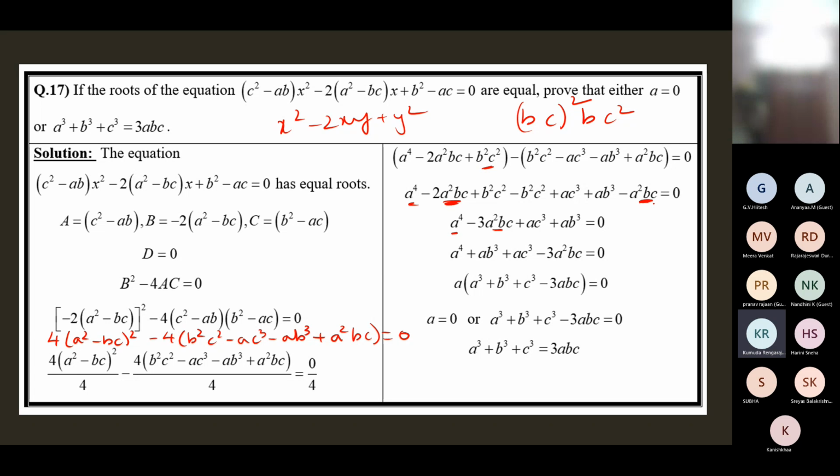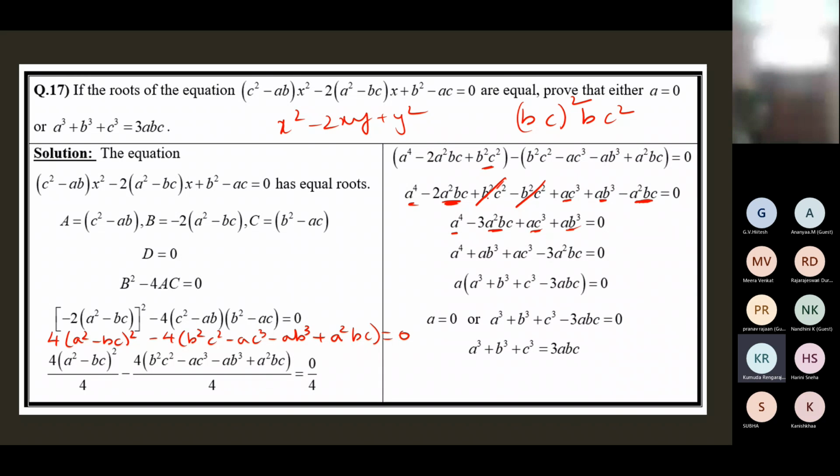Minus 2 a square bc, minus a square bc, minus 3 a square bc, plus b square c square minus b square c square cancels. And the remaining is equal to 0. So this is what you get on simplifying. There is one pair of like terms, minus 2 a square bc and minus a square bc. So that makes minus 3 a square bc. And then these two terms get cancelled, and the remaining is as it is, equal to 0.